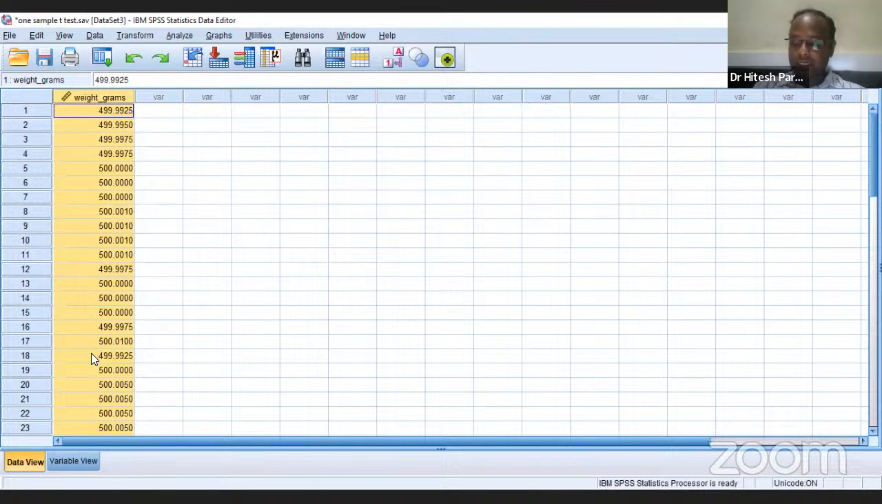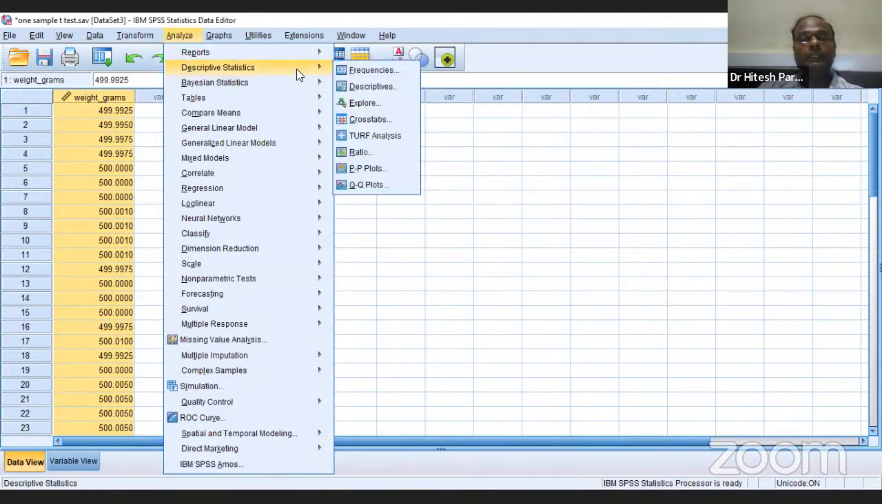One sample t-test, again, is the comparison of two means only, right? It is again the comparison of two means, but what are the two means? One is your sample mean, and the second one is your standard value. So before applying the one sample t-test, let us go for normality testing.